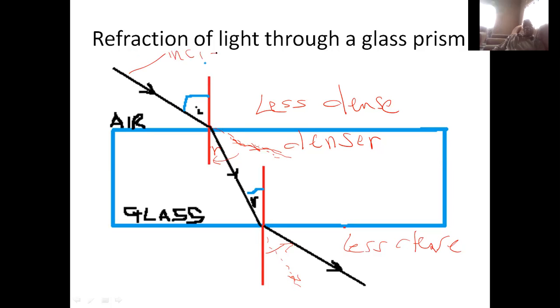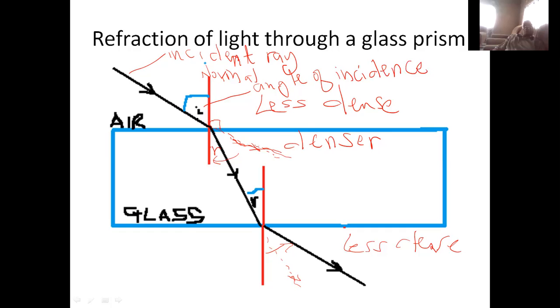the incident ray, and the angle between the normal, this is the normal, which you draw at 90 degrees with the edge where you are entering the new medium. The angle before it is refracted is known as the angle of incidence.